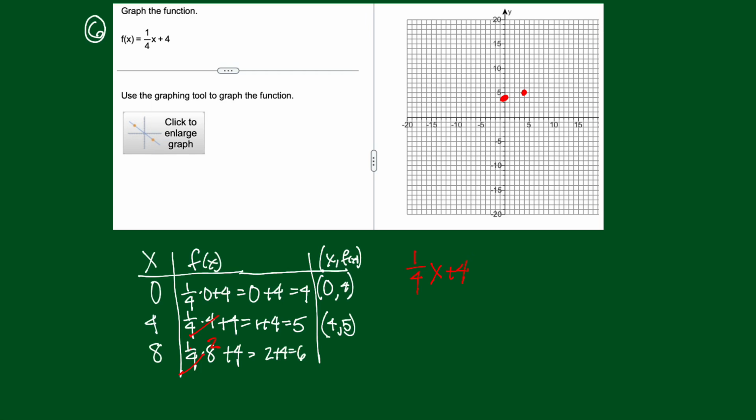Let's plot that point. So I'm going to go to the right 8, up 6. So to the right 8, there's 5, 6, 7, 8, up 6. Looks like it's right here. I'm kind of missing it here. 8 is kind of over here. Okay, so anyway, now I'm going to pass a line as best I can through these points. All right, and I'm going to claim this is the graph of f of x.